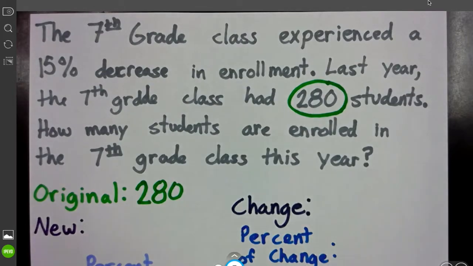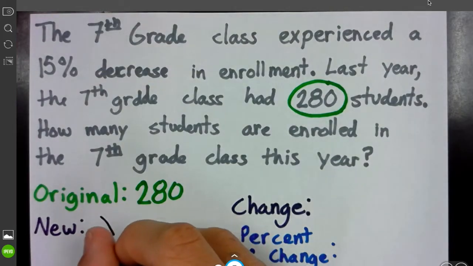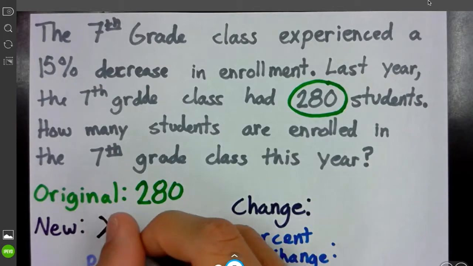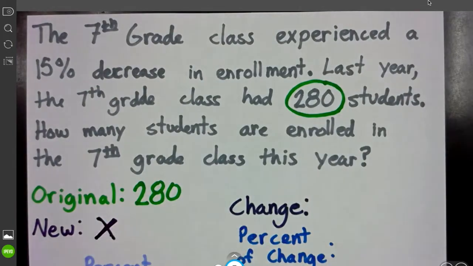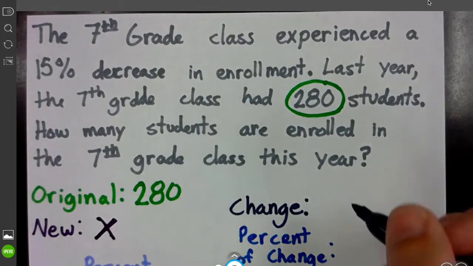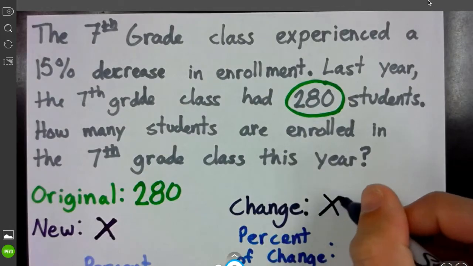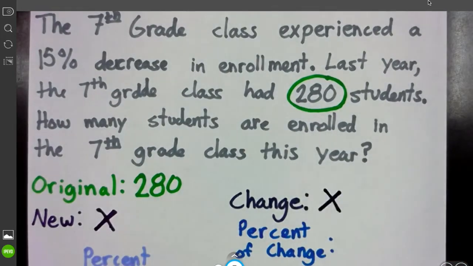So when we don't know something, we put an X on it, okay? So remember that. Your X isn't always going to be the percent. Sometimes it's going to be other things. So this time it's the new. Okay, so they told us the percent, or we got to find the change. Well, we don't know the change amount. Okay, so when we don't know something, once again, we got to put an X on it. I'm going to talk about what this is here in a minute. Okay, so the X is going to be change.